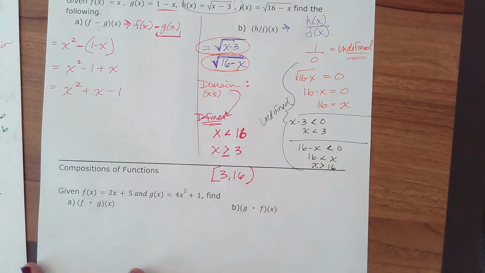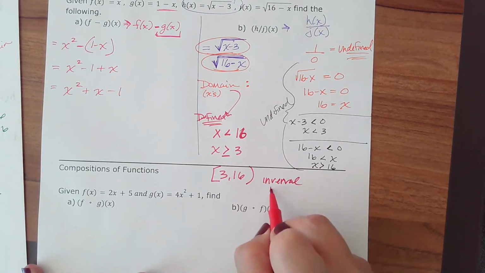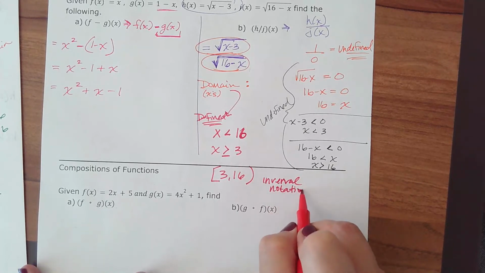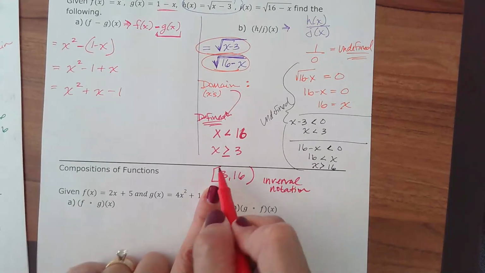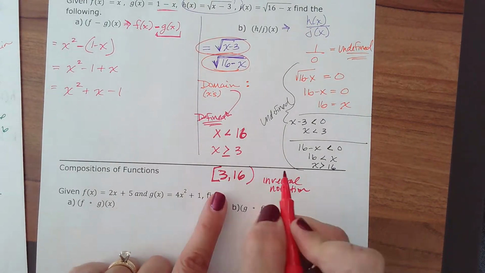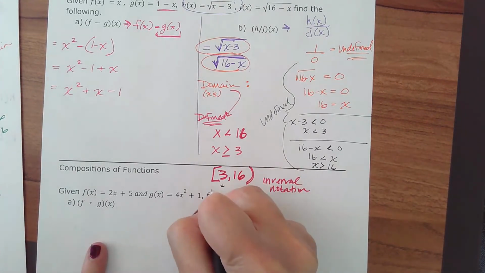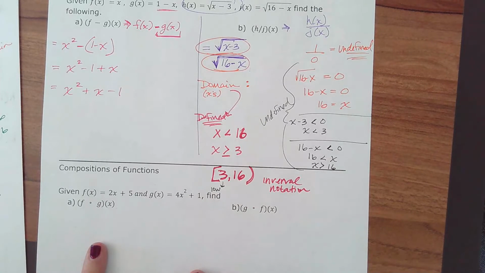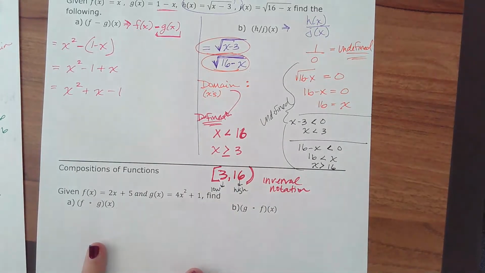We call this interval notation. We're going to be using this a lot this year, and so the quicker we understand what this means, the better off we're going to be. When we write interval notation, we write it in an interval. That's why they call it interval notation. Basically this is the lowest value that exists, and this is the highest value that exists. So it goes from low to high.